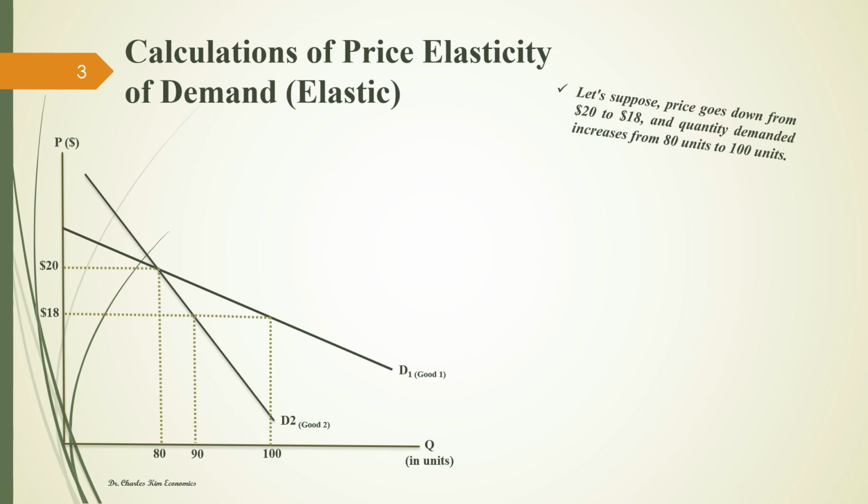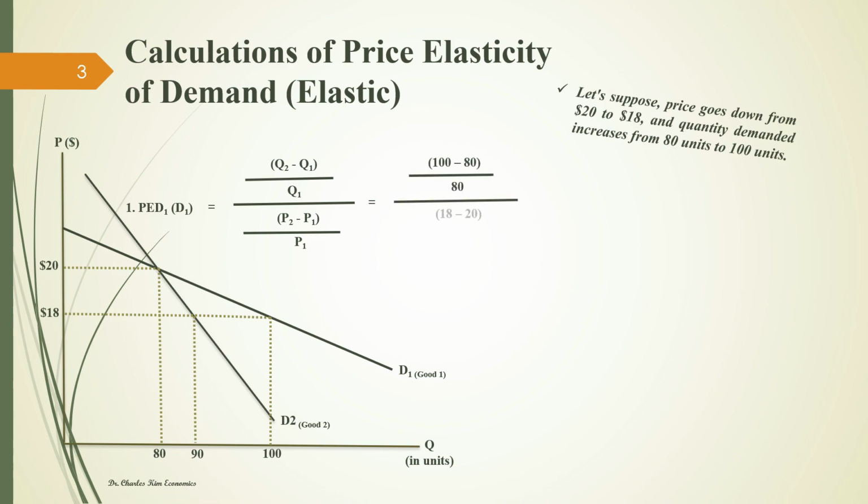Now, we are ready to calculate PED in the case of the D1 demand curve. Do you remember the formula that we studied in the previous slide? Using that formula, plot all prices and quantities given by our example here. $20 should be the previous price, and $18 is the current price. 80 units is the previous quantity demanded, and 100 units is the current quantity demanded. Then, we get 25% over negative 10% with an elasticity of negative 2.5.